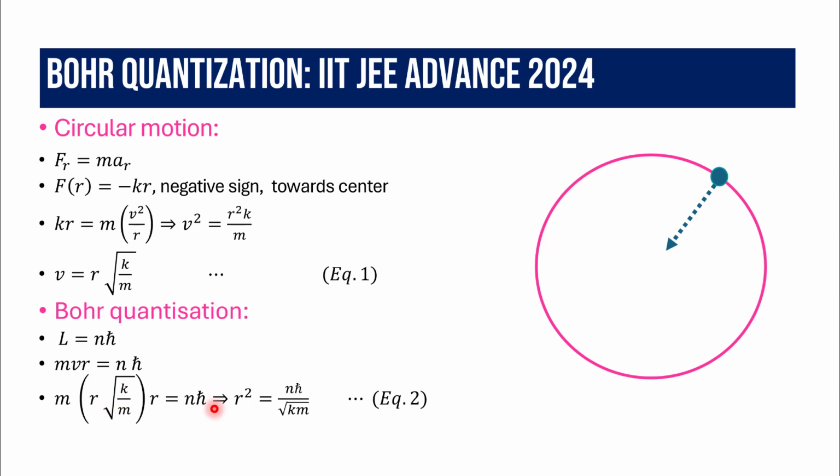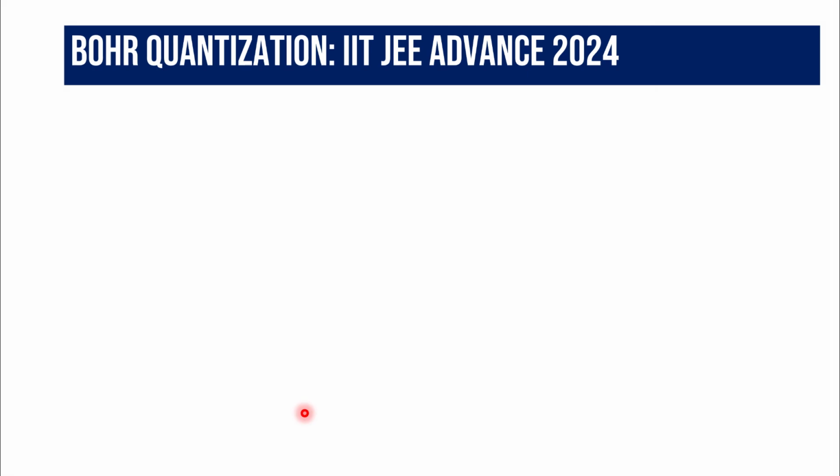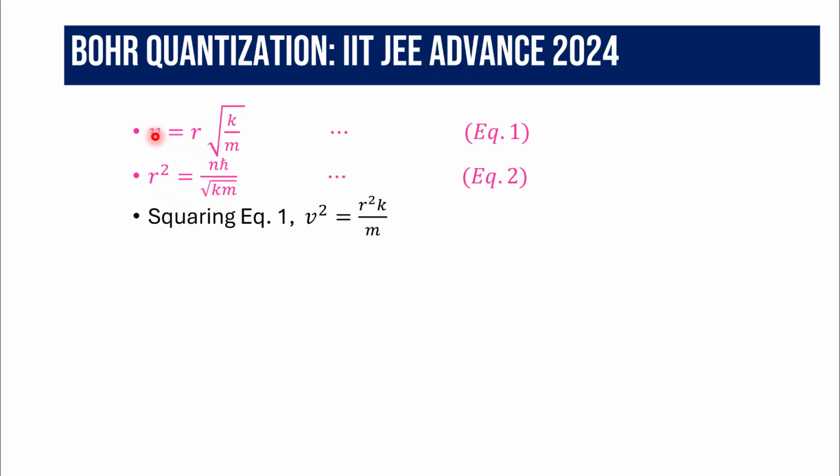So r into r, that is r square, and now if you rearrange all the terms, then r square is equal to nh bar divided by square root of k times m. So we have written two equations, one for circular motion and another for Bohr quantization. We have this one equation and this is the second equation. So if you see, v is a function of r, and r I can calculate from here. So if I plug the value of r here, I can calculate v.